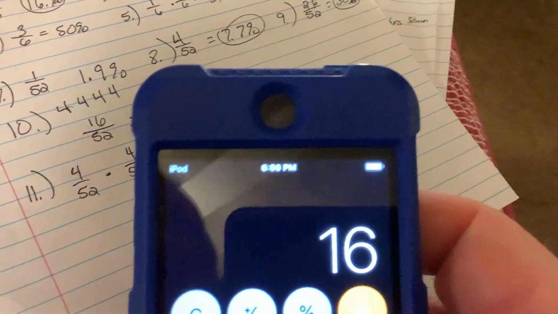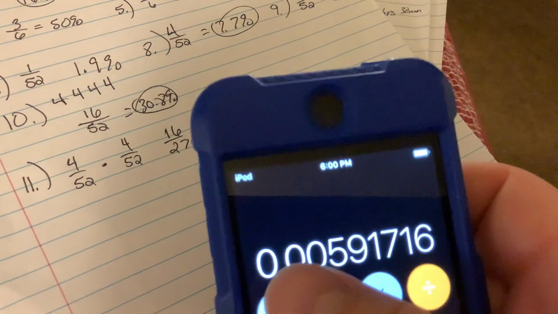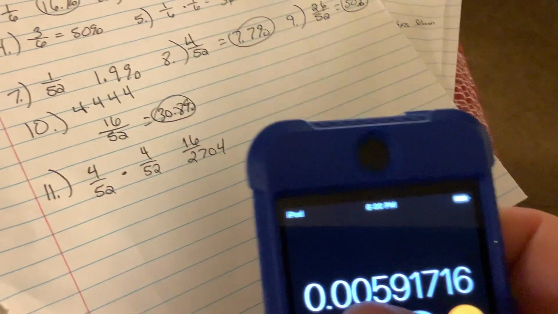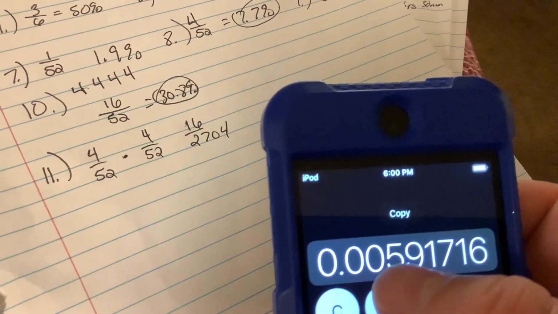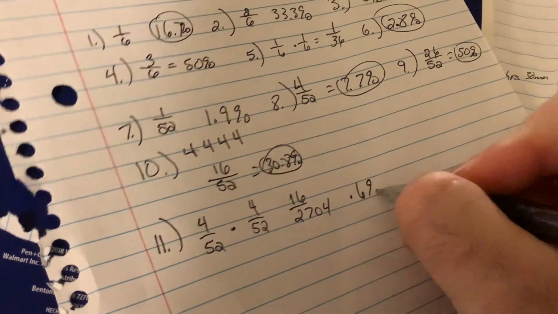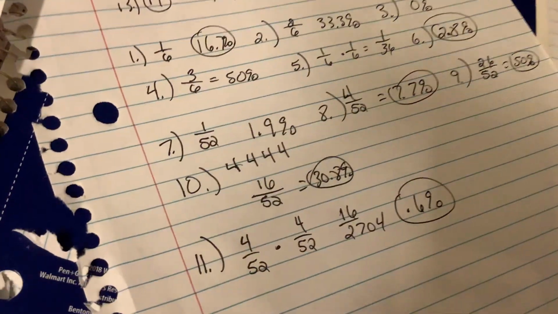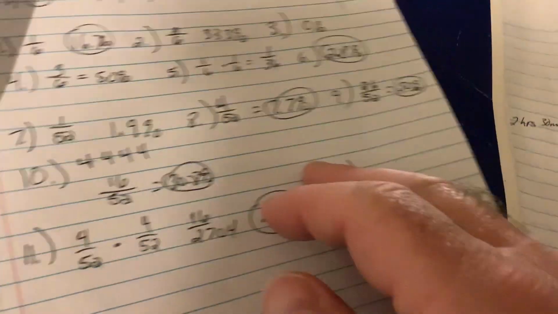Okay, so let's divide that. 16 divided by 2,704 is 0.6%. Move the decimal twice, and then round that up to a 6 because that's a 9. So 0.6%. That's even less than 1%. So it's 0.6%.